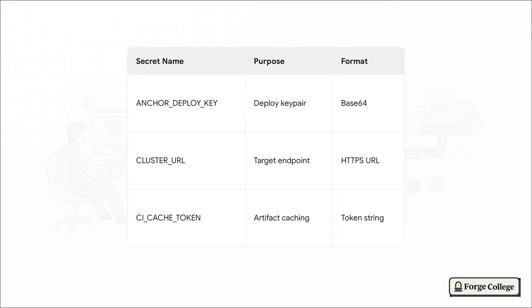It's actually pretty brilliant. We store our deploy key as a base 64 encoded string safely tucked away in the CI settings. When the deploy job kicks off, the pipeline decrypts it, uses it to sign the transaction, and then just immediately vaporizes that temporary file. We also parameterize our cluster URL via HTTPS, so deploying to localnet, devnet, or mainnet is literally as simple as swapping out a variable. And you can even throw in a cache token if you want to speed things up.